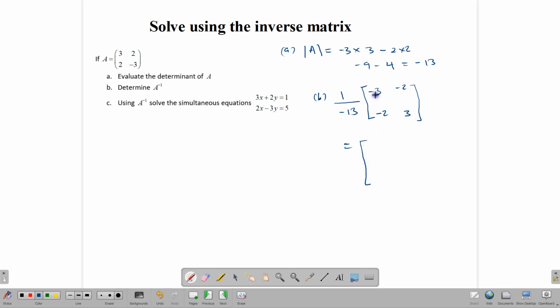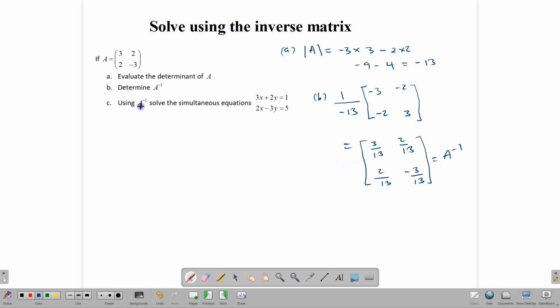And now we can write down our inverse, nice and tidy. Negative over negative here gives us a positive, so that's 3 over 13. That's 2 over 13 by the same argument. Negative divided by negative, same here, 2 over 13. And the last part, negative 3, this is positive, that's negative, so negative 3 over 13. This is our inverse. This is A inverse.